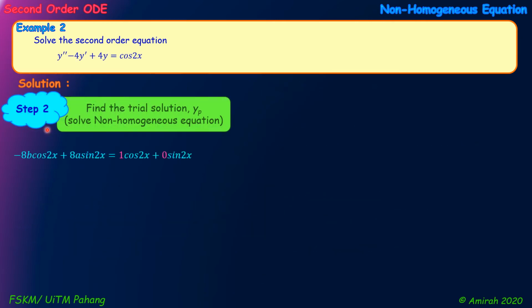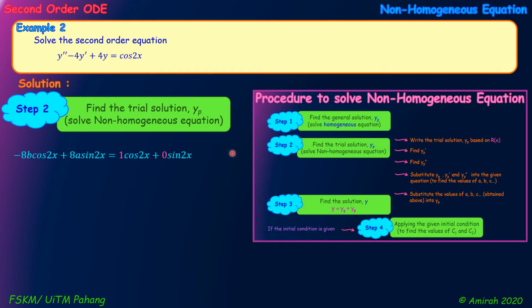From the previous slide, we stop until step 2. We get negative 8b cos 2x plus 8a sine 2x equals to 1 cos 2x plus 0 sine 2x. Alright, we recall back under step 2. In the previous slide, we wrote the trial solution yp, and then we found yp prime, and we found yp double prime.